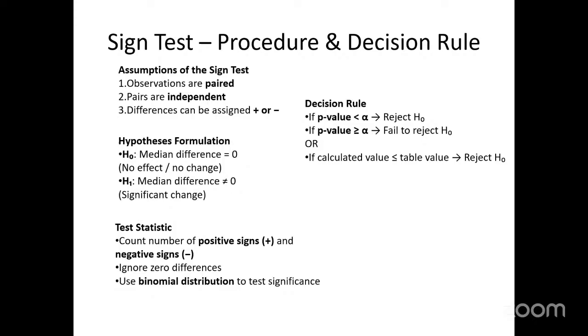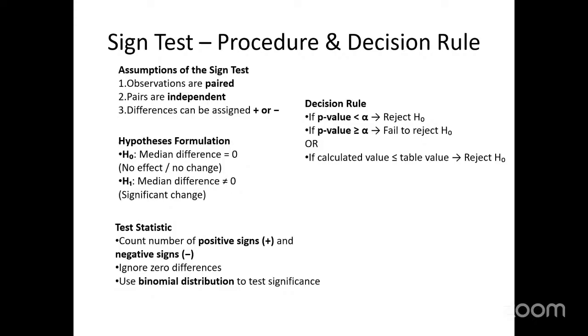Count the signs. Count the total number of plus signs and the total number of minus signs. Let n be the total number of non-zero signs. That is, n equals the number of plus signs plus the number of negative signs, minus signs.